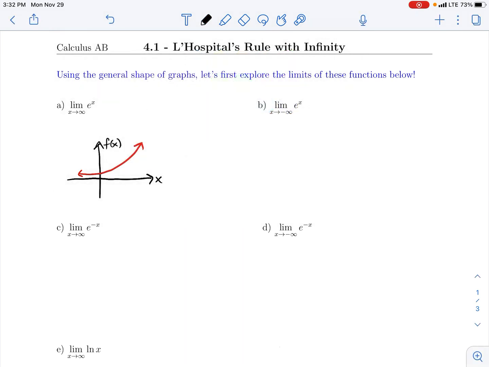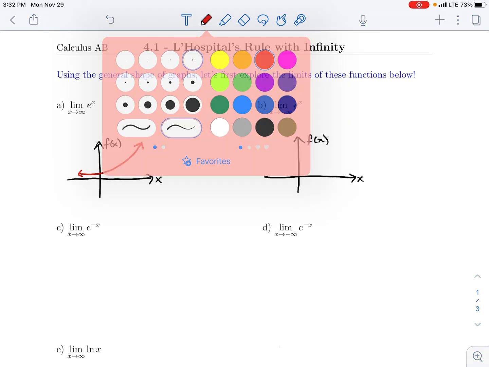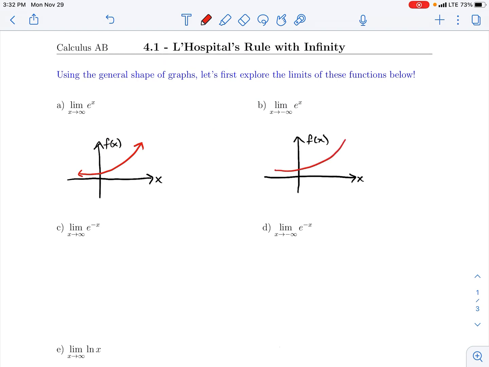And so since in part B we're looking at the exact same function, I'm just going to draw this again. So this is x, this is f of x, and then here is my graph.